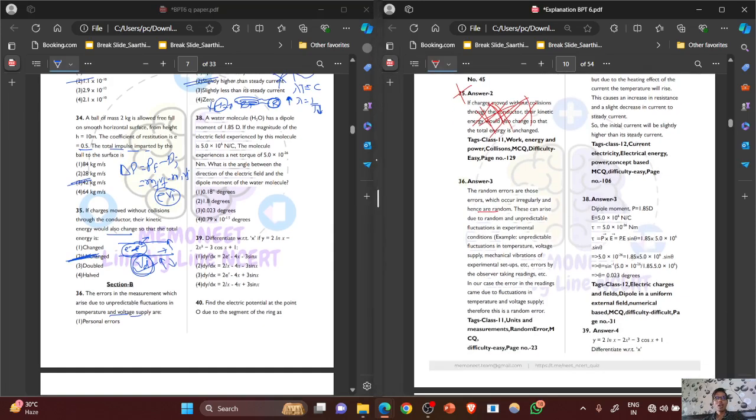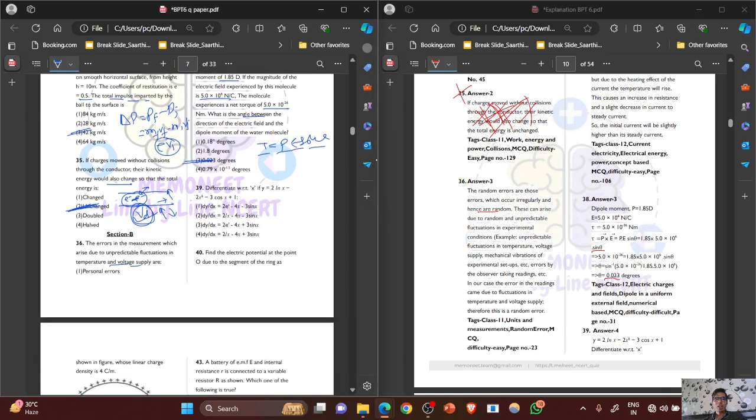Now the next question. The water dipole moment is given, the electric field is given, the torque is given, and the angle is there. You know torque equals p E sine theta. Given the torque, calculate sine theta. It's a formula-based question. Sine theta will come out to be 0.023 degrees. So the third option is the correct answer.